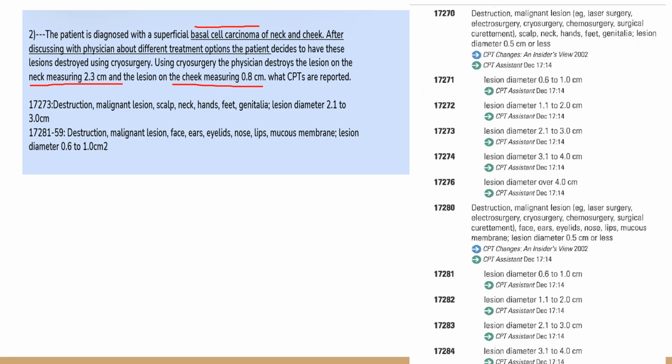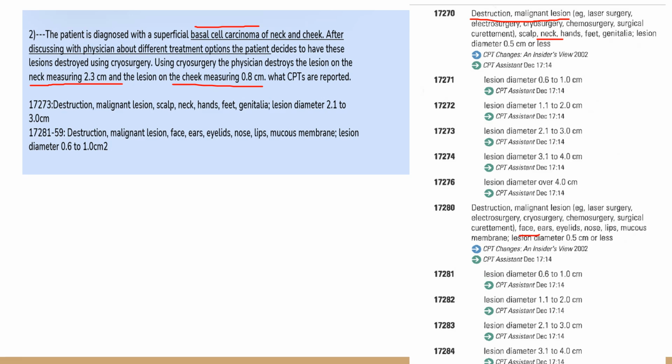So here it is a destruction of the malignant lesion, and first is of the neck. So the neck, we have the different body groups here. The neck is here, and the second is the cheek, which is a part of the face. So we can see the face also. These are two different groups.